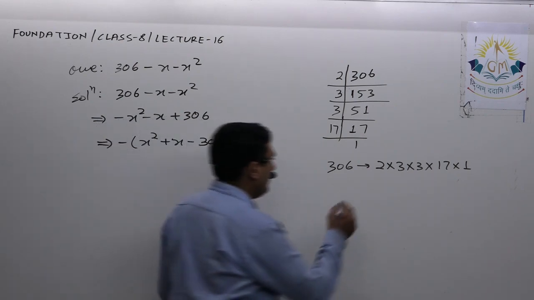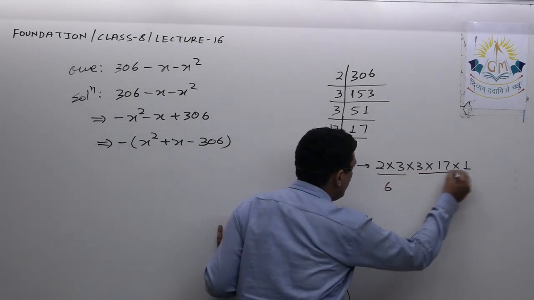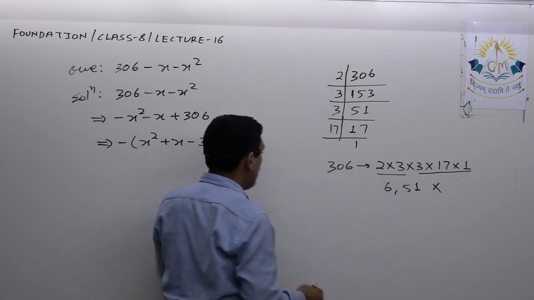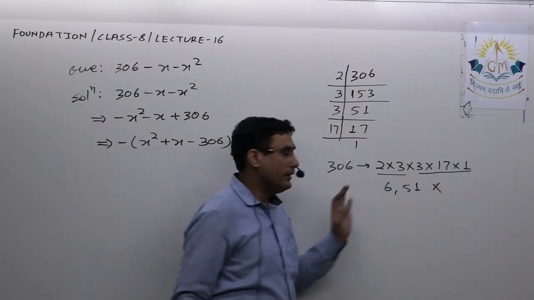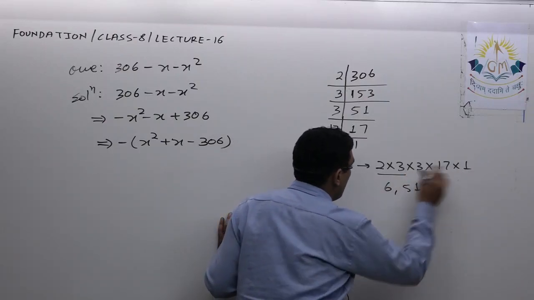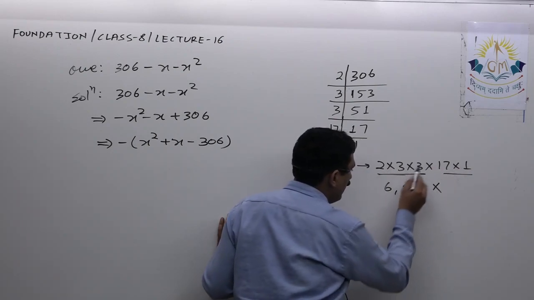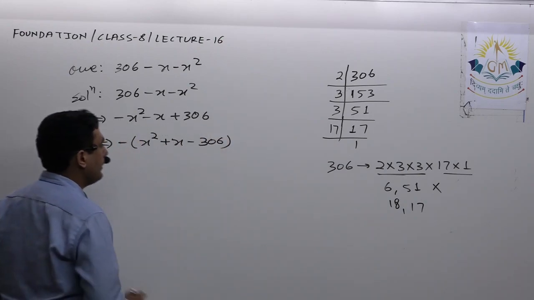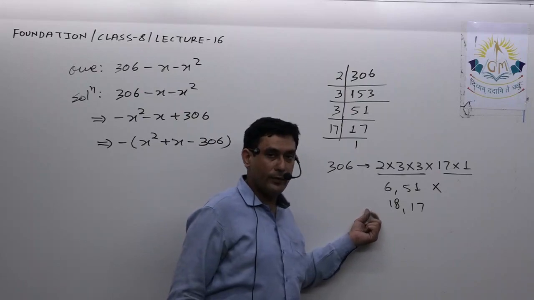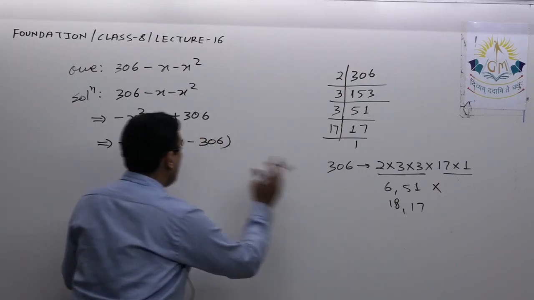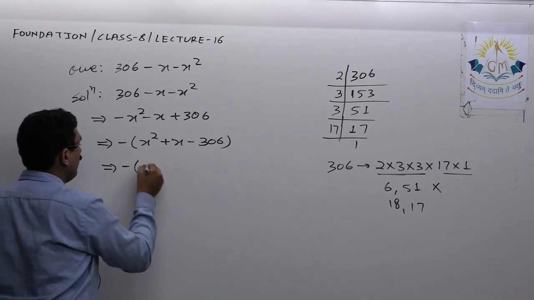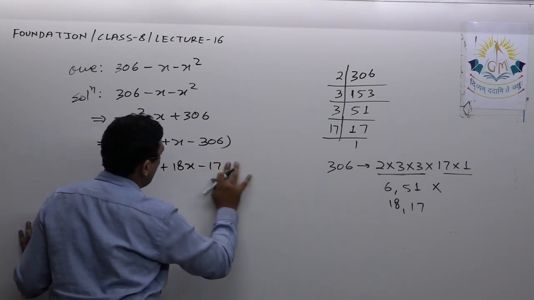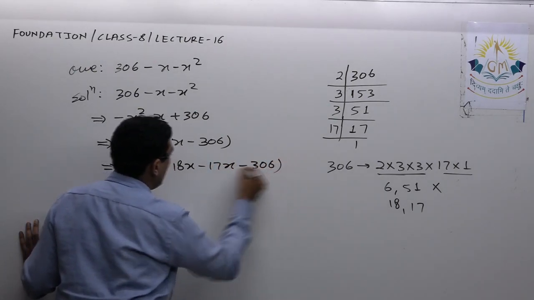Okay, so if I say these two are together, that is 6, and these three, 51, but obviously that is incorrect, because we need the sum as 1. Here neither the sum is 1 nor the difference is 1. Okay, now suppose I take these 3 and these 2. So here 18 and 17. Yes, their difference is 1. 18 minus 17 is 1. Also it is positive, but obviously you have to take the greater one as positive and the smaller one as negative. So here it will become minus of x square plus 18x minus 17x minus 306.